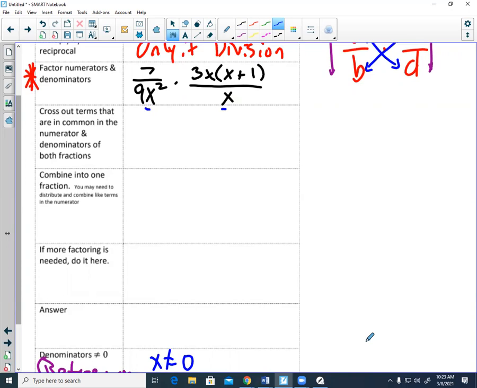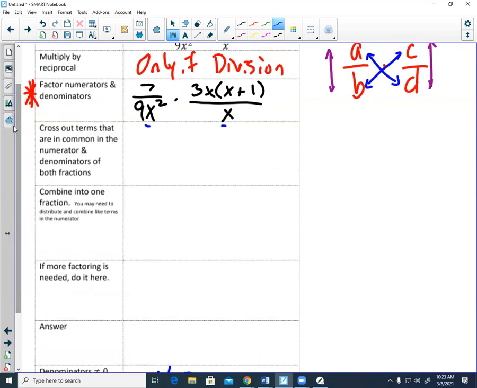There's 3 spots that we can cross off, right? The first one that I see to cross off is I could cross off this x and this x right here. I can also take a 3 out of the 9, and I can take a 3 out of the 3. So I can cross off this 3, it will become a 1. I can cross off this 3, it'll become a 1. And that 9, it'll become a 3.